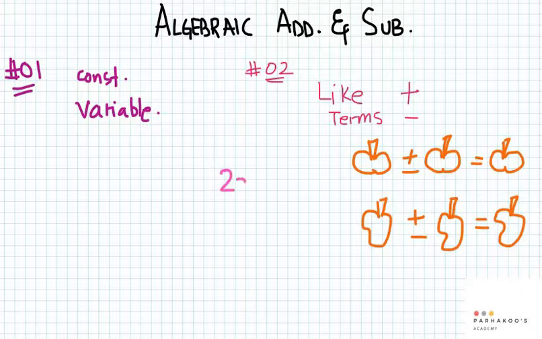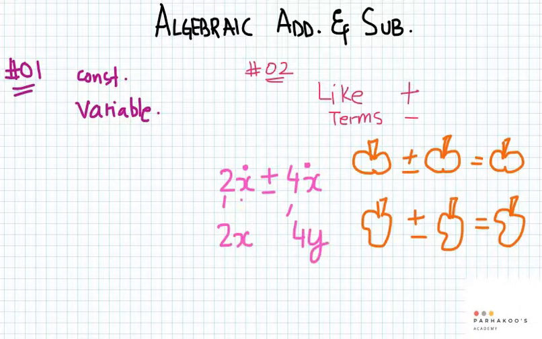For example, we have a term 2x and another term 4x. So x and x, these are the same variable, although the constants are different, but the variable is the same, so the terms are like terms, so they can be added and they can be subtracted. Let's see another scenario. For example, we have 2x and 4y. Now x and y, these are two different terms having different variables, so they cannot be subtracted, cannot be added.